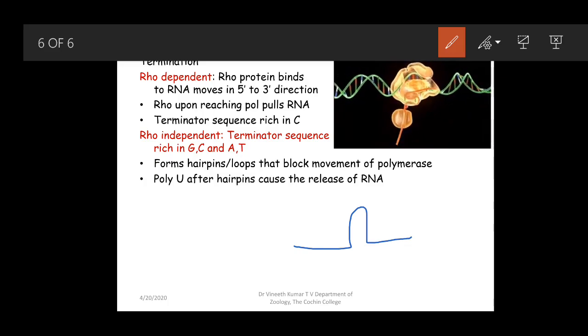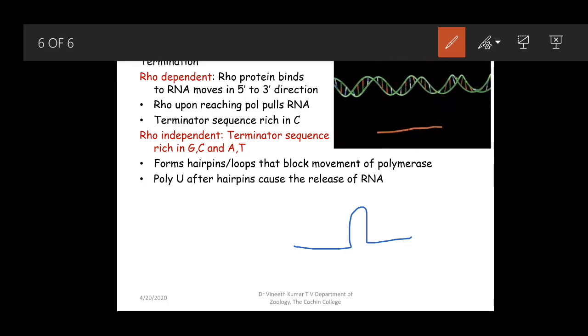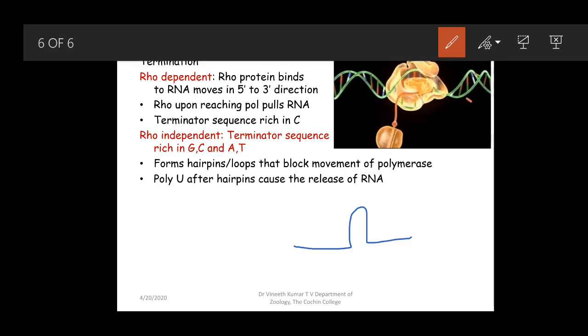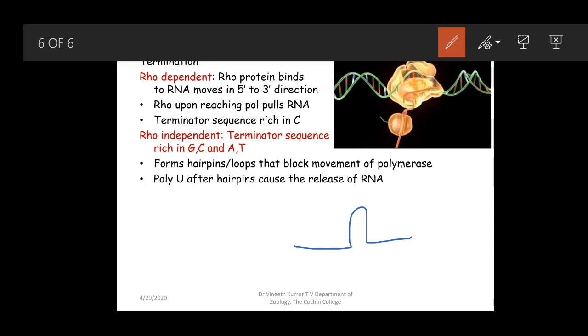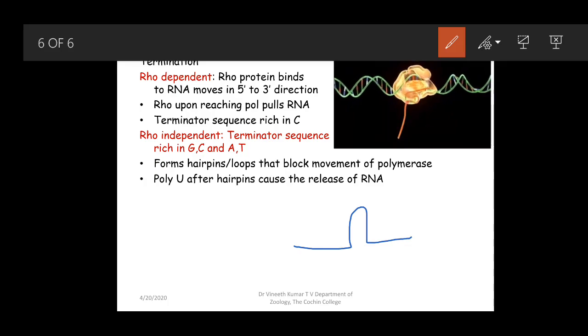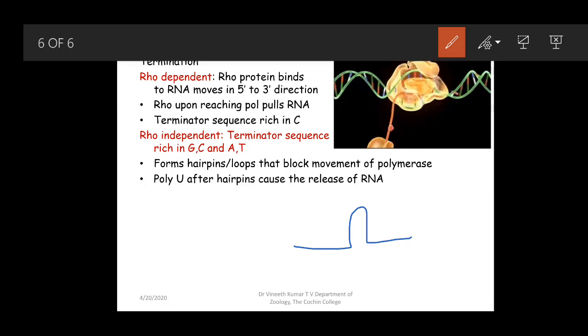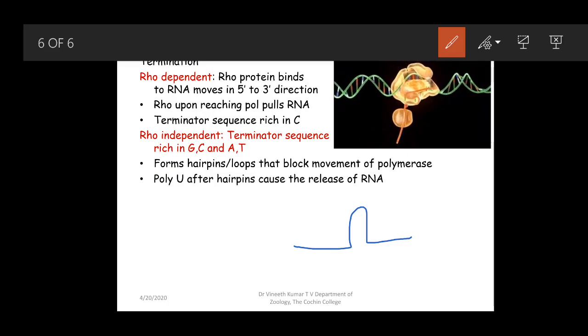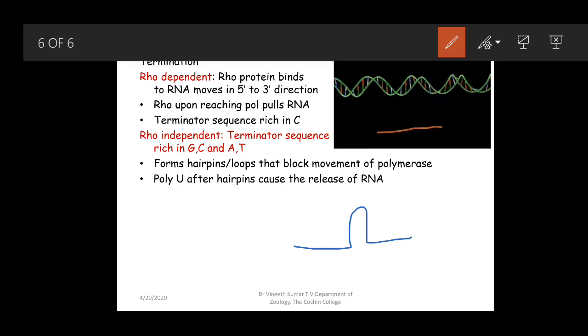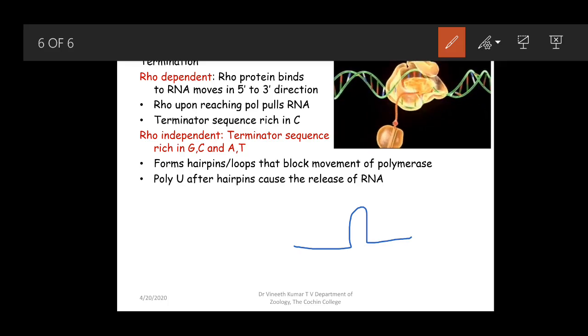When it does not move forward, the RNA polymerase senses it as a termination sequence, and the RNA polymerase and the completed RNA chain will be released without requiring any additional factors. Here there is no requirement of any protein. It is because of the formation of hairpin loops that block the movement of the polymerase, and in such cases termination occurs without the help of a protein. The other one is done with the help of the rho protein that releases the RNA from the polymerase.